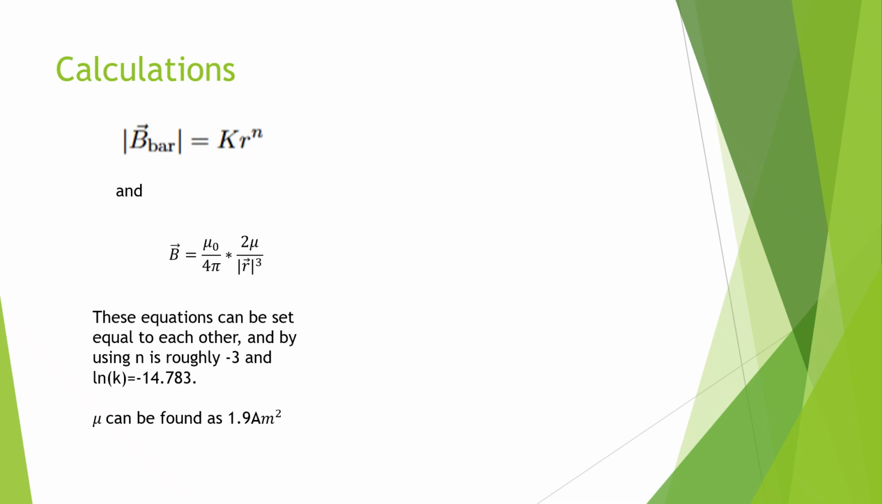For the calculations, the magnetic field of the bar is given by this formula here, and the magnetic field of a dipole is given by this here. And these equations can be set equal to each other, and by using n as roughly -3 and the natural log of k, which we found earlier, we can find that mu is 1.9 amps per meter squared.